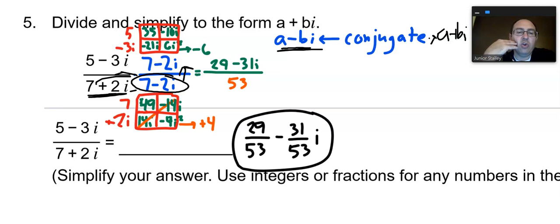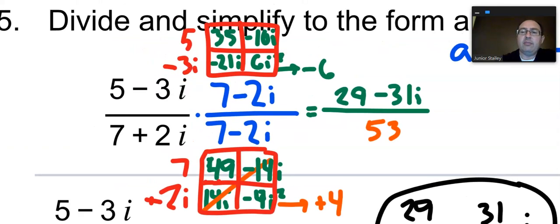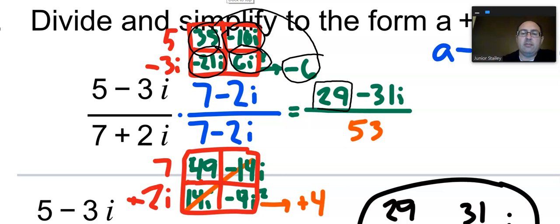Now, as you can see, we're going to FOIL on the top and FOIL on the bottom. Now, I chose to do it with the boxes. You don't have to. And you can see that we would get our 35, and our negative 10i, and our negative 21i, and our 6i squared, which we all know is negative 6. Negative 6 and 35 add up to 29. And the i's add up to negative 31i.